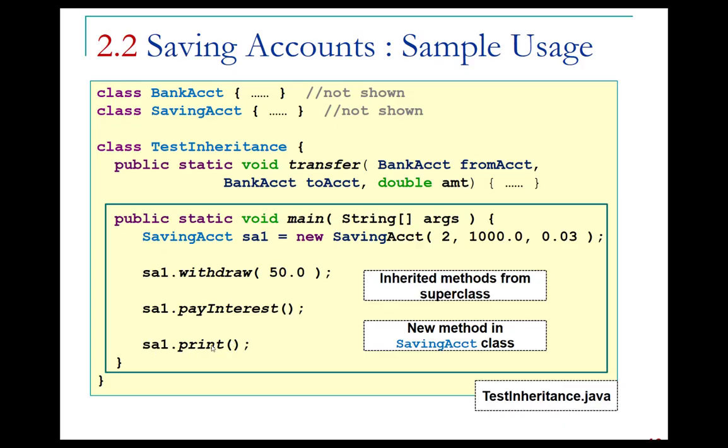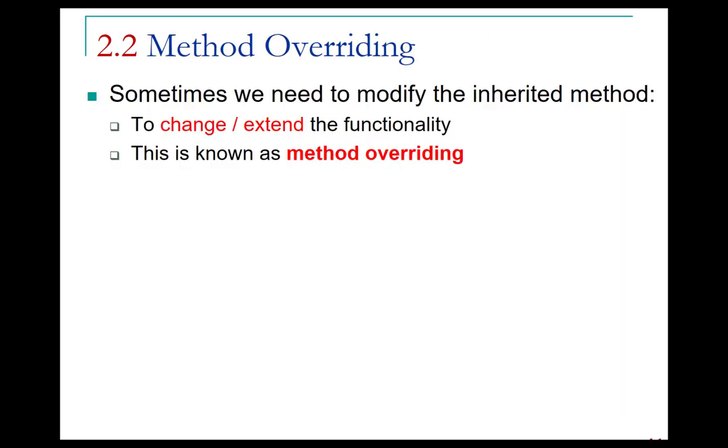This print is inherited from the superclass. As this print only prints out the account number and the balance, it doesn't print the interest rate. We should next override this print method to also print out the interest rate. We have just seen that inheritance is not all useful to the subclass.